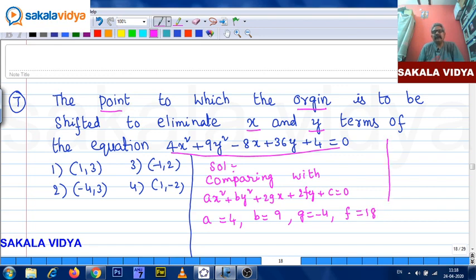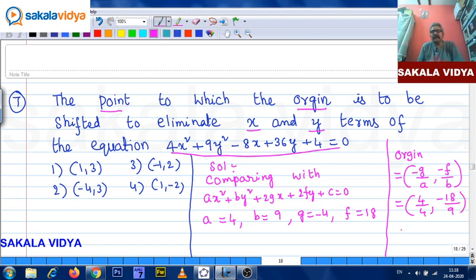Now the origin formula. Origin to be shifted, origin is equal to minus g by a comma minus f by b. What does g stand for? Minus g, minus into minus, plus 4 upon 4. f is 18, minus f, minus 18 by b, b is 9. So we have 1 comma minus 2.